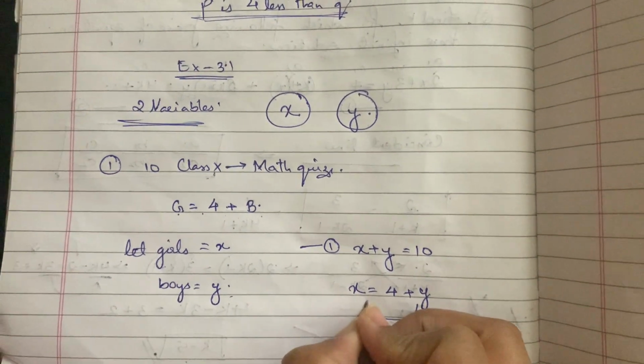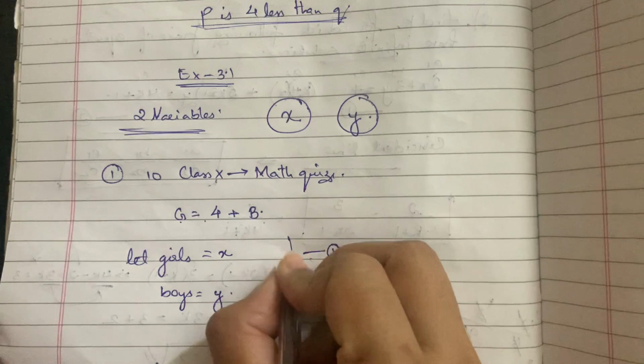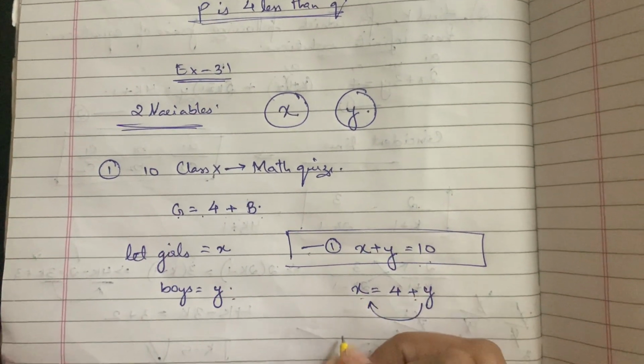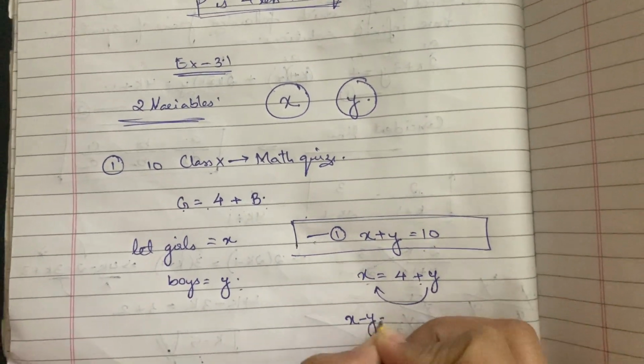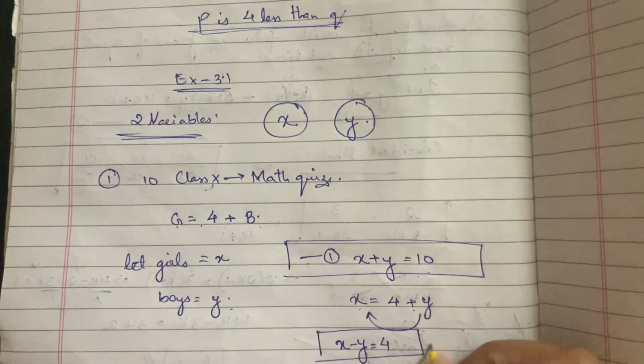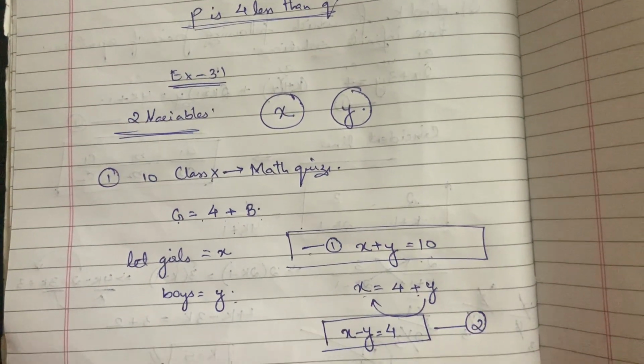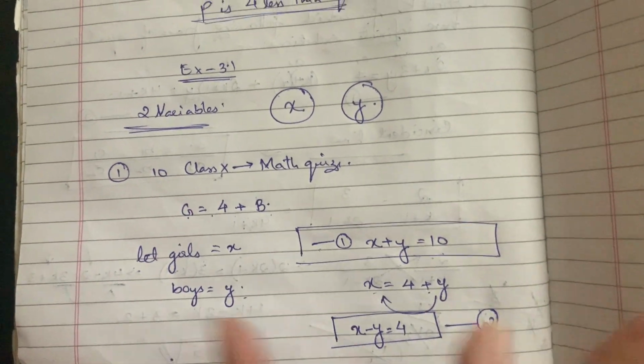So I'll bring this y towards the other side. This was equation 1 as said. When it comes here, x minus y is equal to 4. This will be my equation 2. What do I have here? I have my equation 2 in here. So that's how you do it.